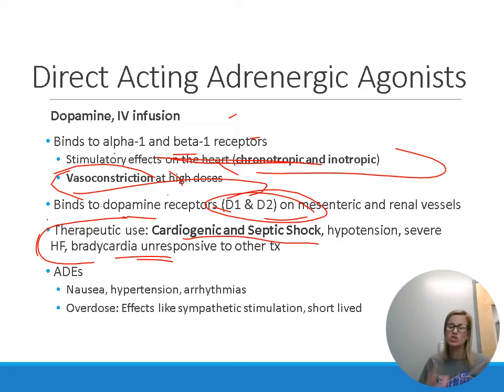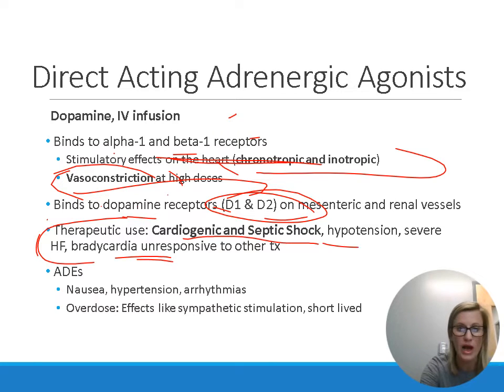If we are in shock because of a hemorrhage, right? If we're hypovolemic, we don't have enough fluid in the blood. The last thing we want to do is be getting rid of fluid via diuresis. Okay, so we don't use dopamine for hypovolemic shock.